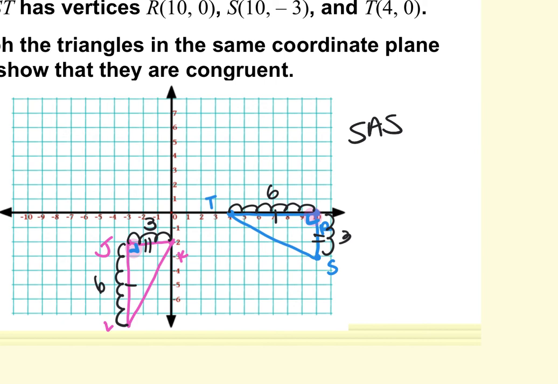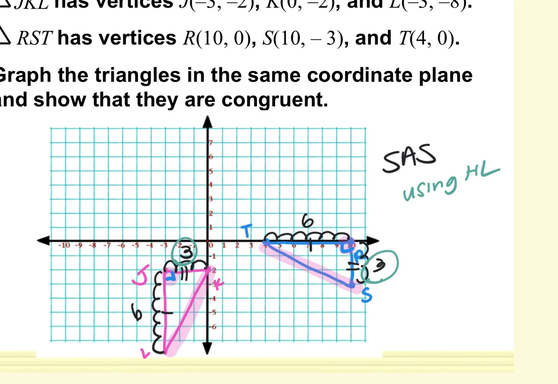But if it wanted you to prove that they were congruent using hypotenuse leg, I would need to know that they're perpendicular, so I have to have the right angle. I'd have to know one pair of legs, not both, like I could have just counted the 3 and the 3. And then I'd have to use the distance formula on the hypotenuse to show that they're congruent. So if it said, prove that these are congruent using hypotenuse leg, I'd have to use the distance formula. But because it just says show that they're congruent and we have the prior knowledge of side angle side, I can certainly use side angle side.